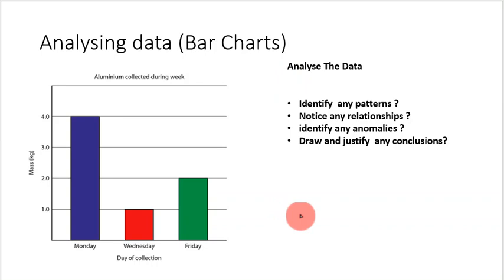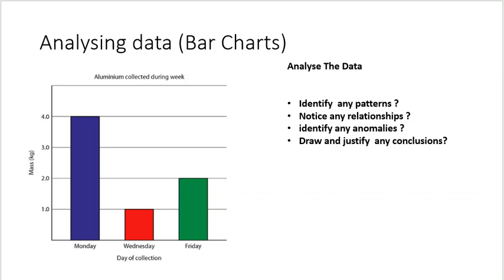Okay. So if we have a look at it, what is the data about? When we have a graph like this, it's always a good idea to have a heading on the graph. So this is aluminium collected during the week. Maybe this is a person, for example, that runs a scrapyard and they're taking note of the amount of aluminium that is collected in a week period.